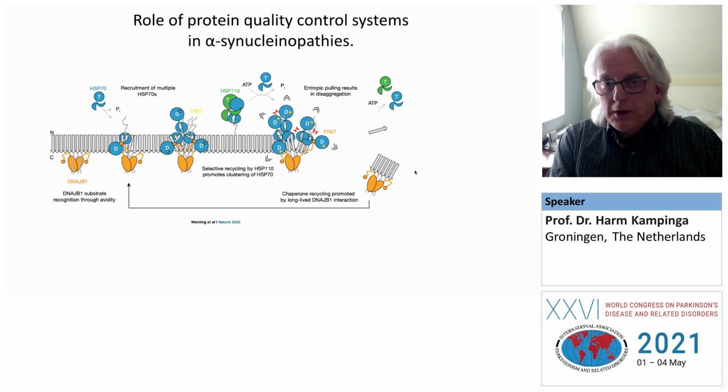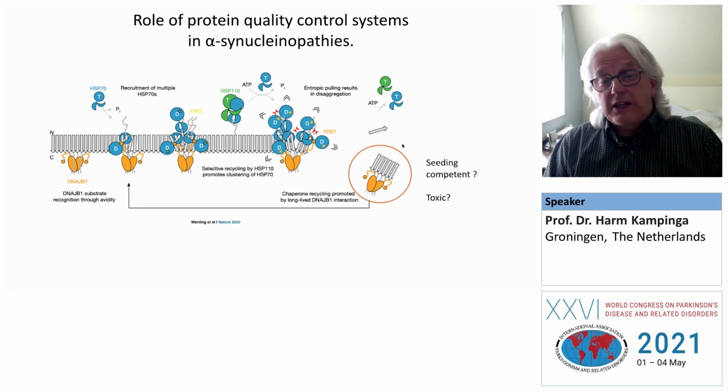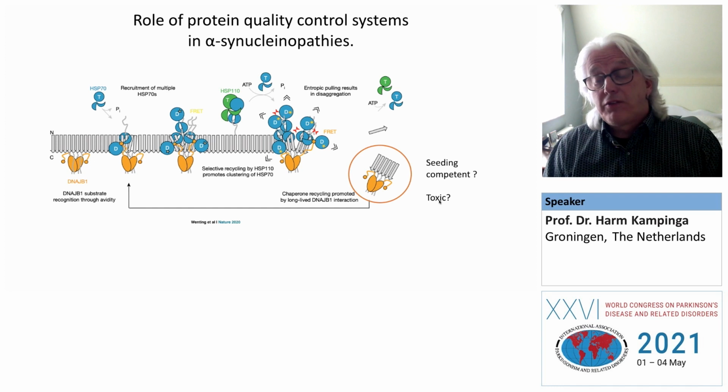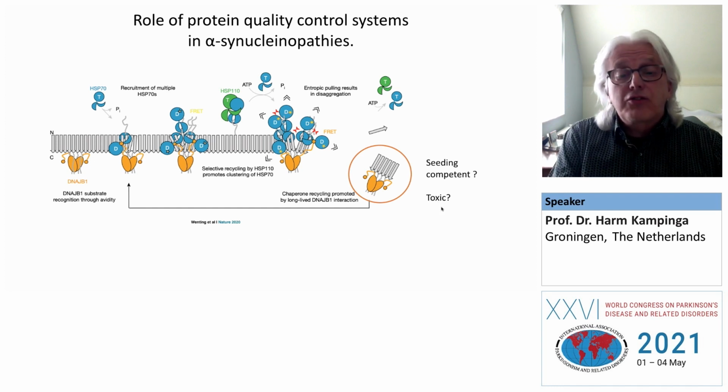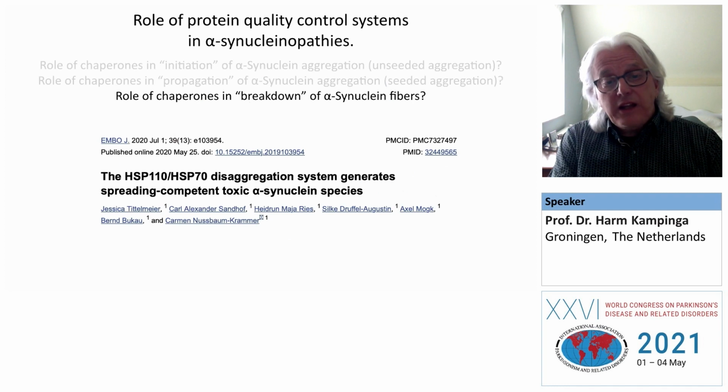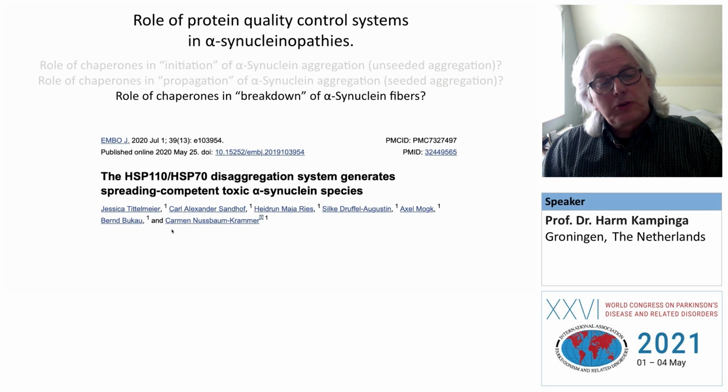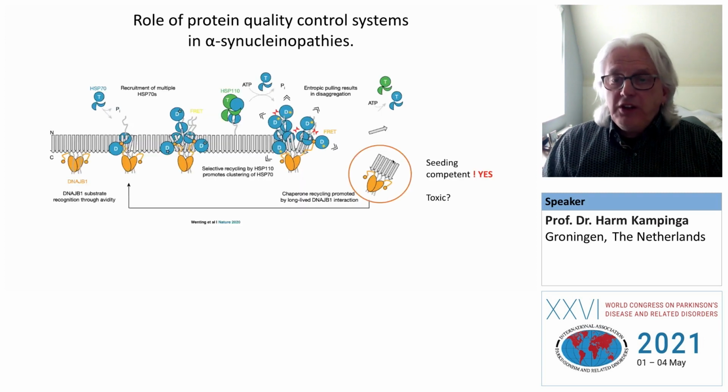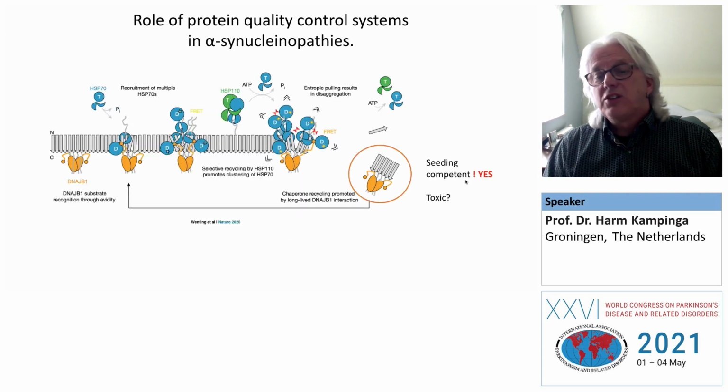And you get these fragments. And the next question we ask: okay, that's great, but what about these fragments? Are these now seeding competent? And even, are they toxic? Can they actually contribute to the toxicity? And the answer is yes. This is published by the other partner of our consortium, Carmen Nussbaum, together with Bernd Bukau: when you take this disaggregation system in C. elegans, it generates spreading-competent toxic alpha-synuclein species. So this reaction really results in seeding-competent and putatively toxic species.